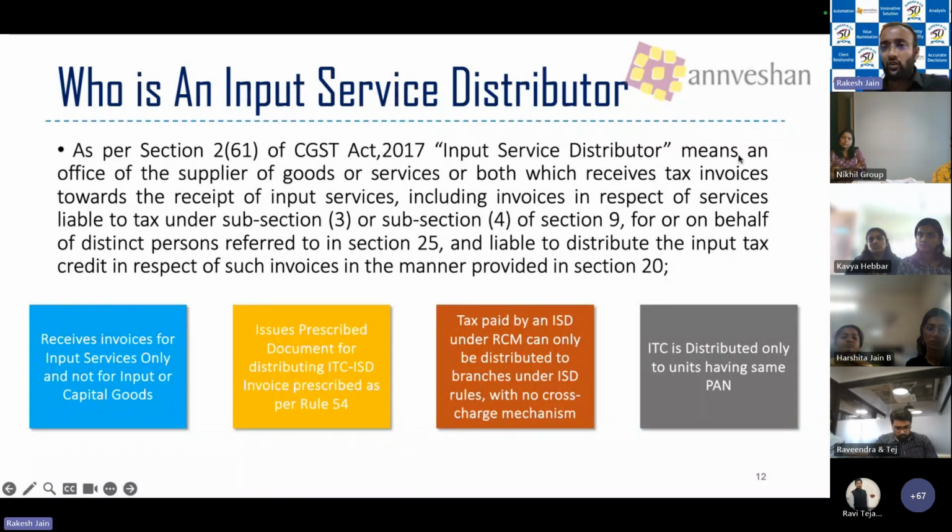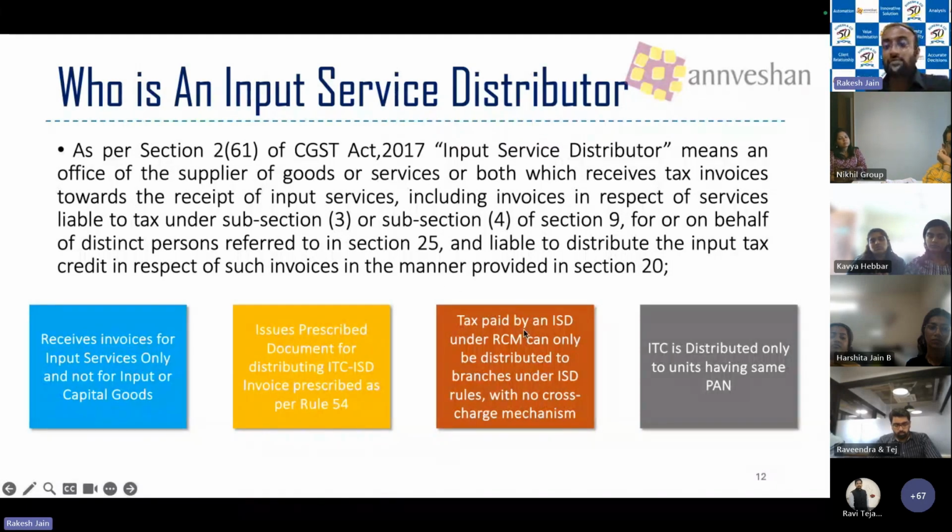20. Now, what are the important elements of this section? First, ISD is someone who receives invoices for input services only and not for inputs or capital goods. This is what you have to bear in mind. Number 2, it issues a prescribed document as part of distributing ITC. There should be an ISD invoice for distributing the tax credit as prescribed in Rule 54.